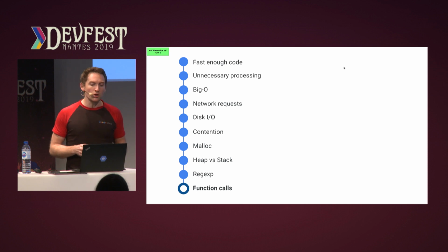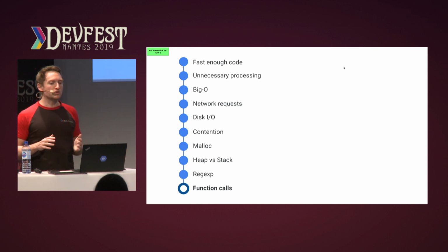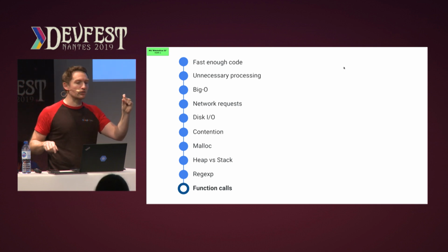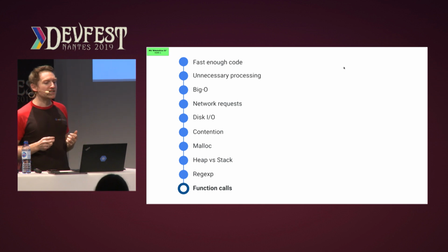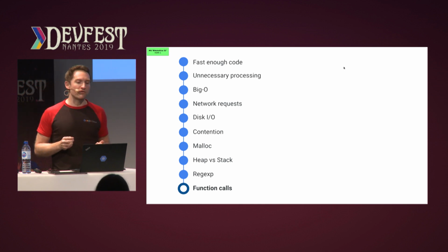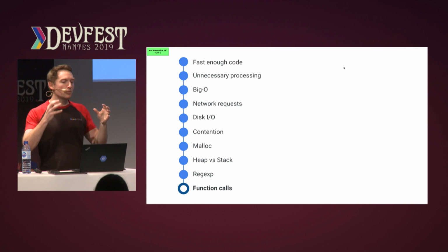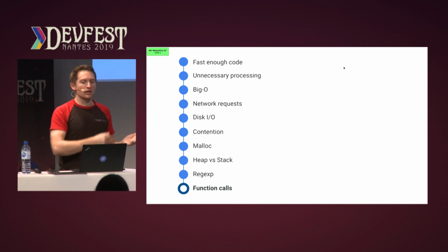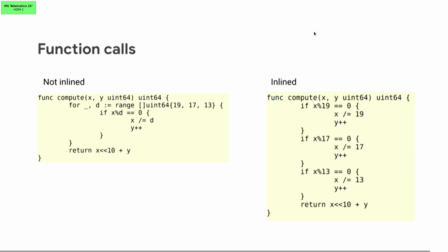A function call incurs a non-zero cost, which can be significant if the function is very small and called millions of times over and over. The compiler is able to inline some small functions, which means to copy and paste the body of the function instead of actually making a function call.